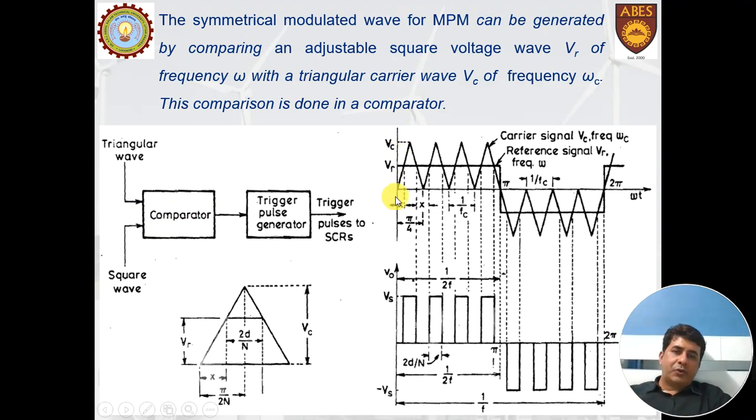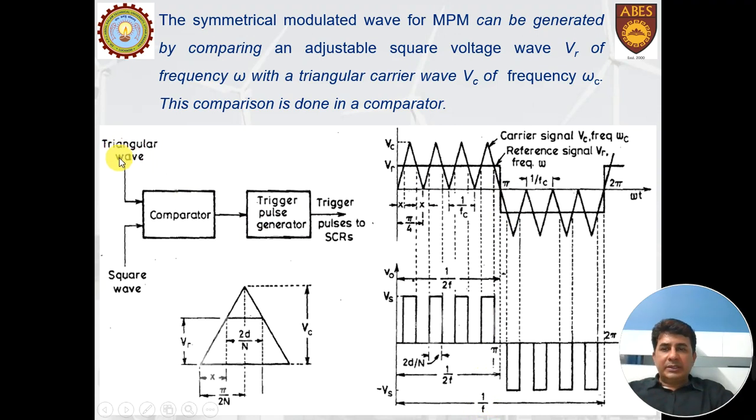Now these are the two waveforms. This is the rectangular waveform, called the reference wave. Here we have called it a square wave. This is referred to as the reference signal VR. It has a frequency of omega, or you can say f. Here this total time is t, and t is equal to 1 by f. So f is the frequency of the reference wave.